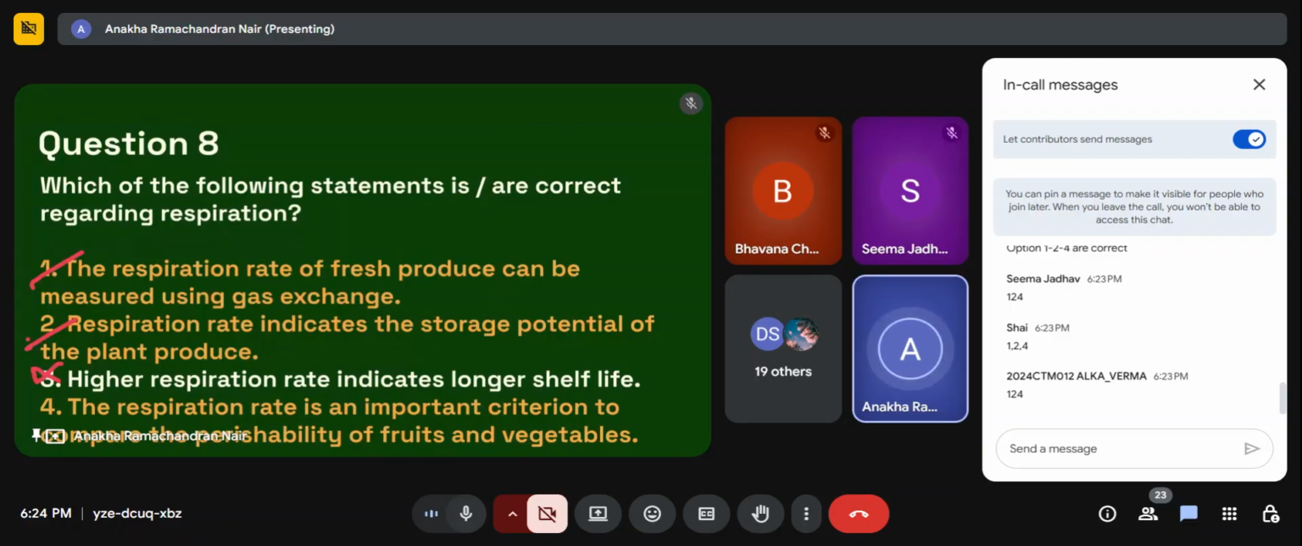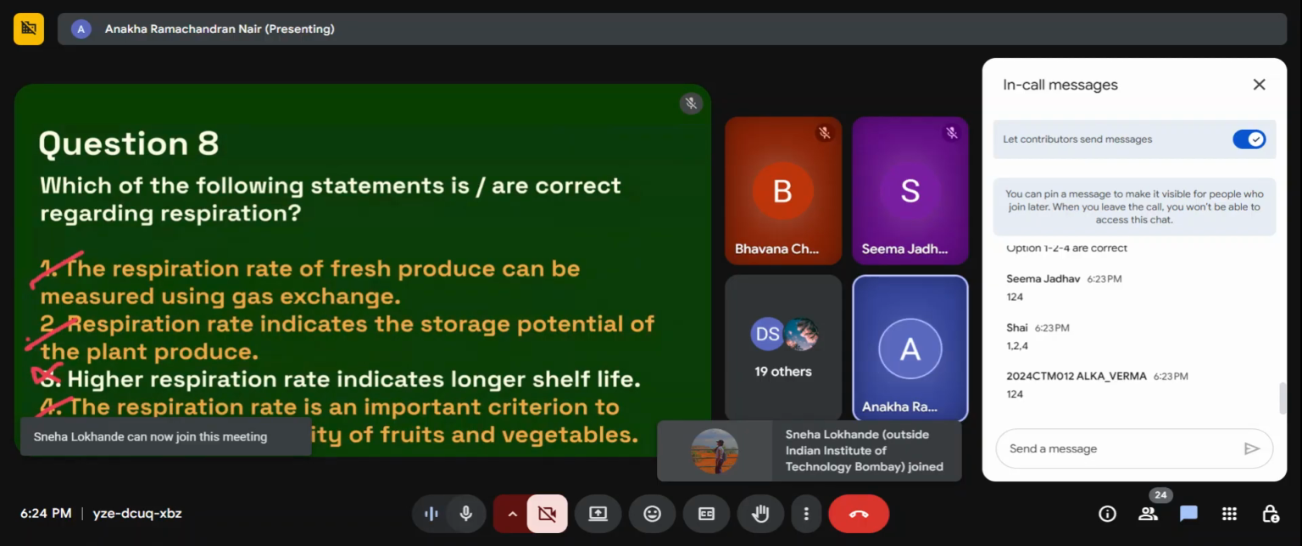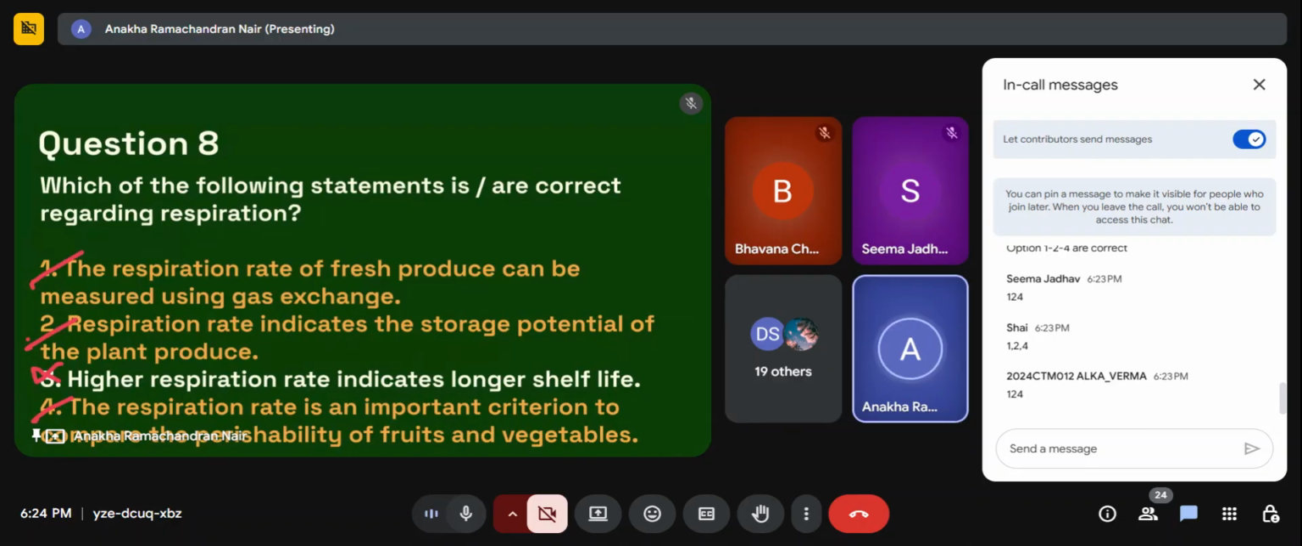And option 4 is the respiratory rate is an important criterion to compare the perishability of fruits and vegetables. And that is also correct, right? So the higher the respiratory rate of a fruit or vegetable, the lower its shelf life will be. And the lower the respiratory rate of a fruit or vegetable, the higher its shelf life would be, right? So does anyone have any doubts regarding this question? All right. So I'll assume there are no doubts and I'll move on to the next one.